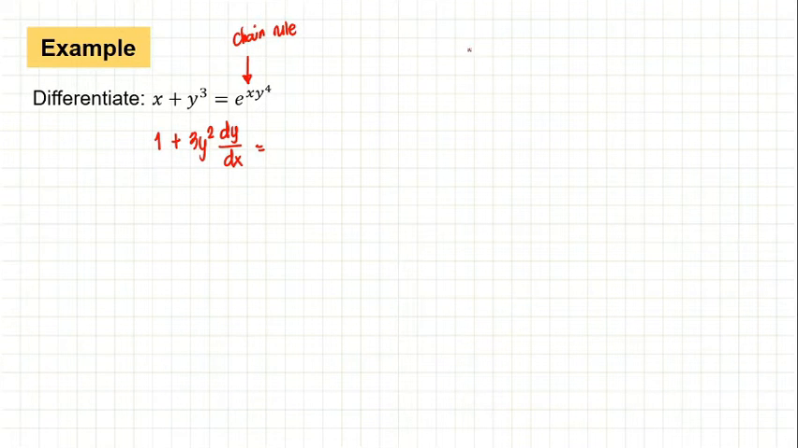Okay? Since we only know the derivative of e raised to x is e raised to x, so si x naging xy to the power of 4 siya. So, yung inner function natin ay si x raised to the power of 4. Ito yung inner function natin.